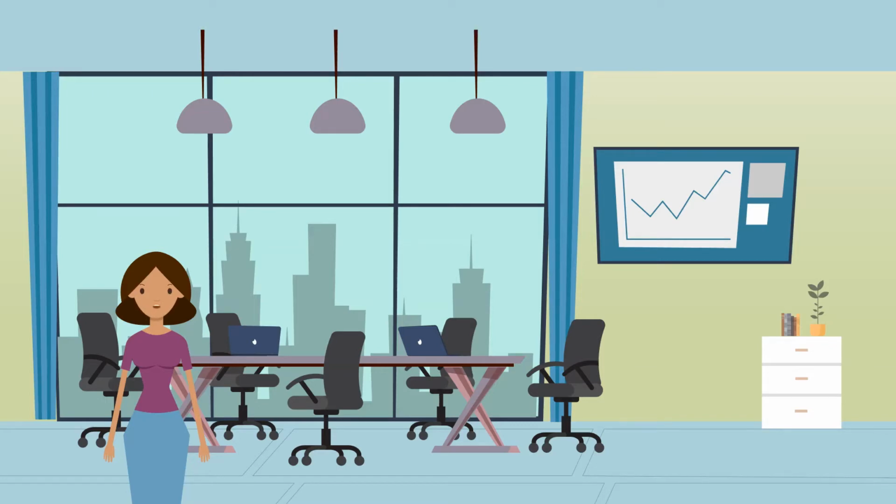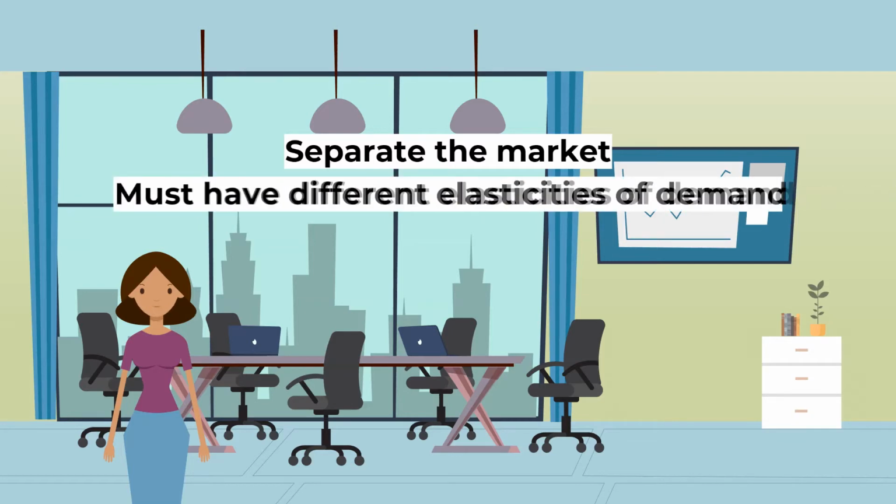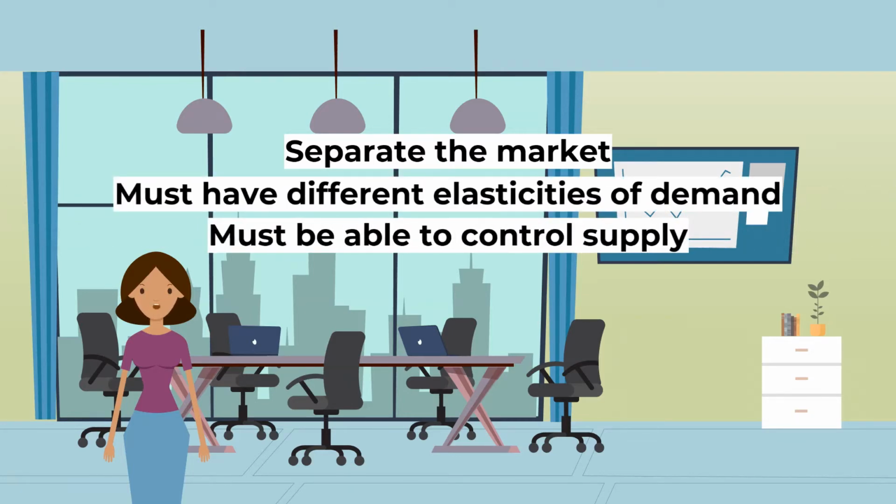In order for price discrimination to occur, the firm must be able to clearly separate the market into groups of buyers, the customers must have different elasticities of demand, and they must be able to control supply and prevent buyers from the expensive market from buying in the cheaper market.